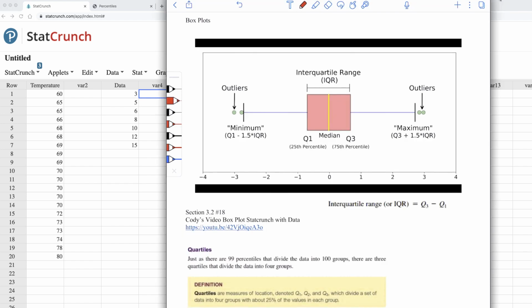Now I want to look at box plots, and you're going to find out that they include these percentiles. So this whole thing here is what we'd call a box plot.